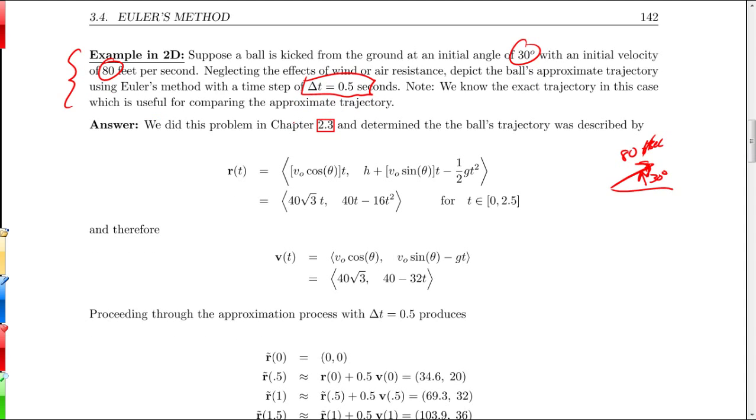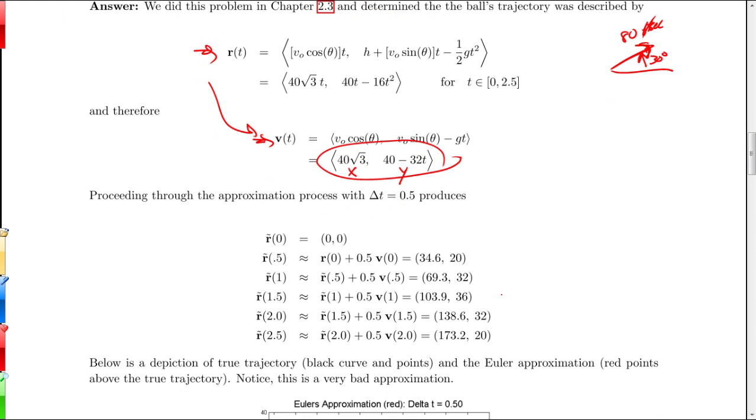If this is our position function, then if we differentiate that, we get our velocity, which looks just like this: 40 root 3 for x, and y is 40 minus 32t. In this case, y is the height, so it's being dragged down by gravity. It's starting at 0, 0, so my initial position at time 0 is just 0, 0. If this is x, this is y.